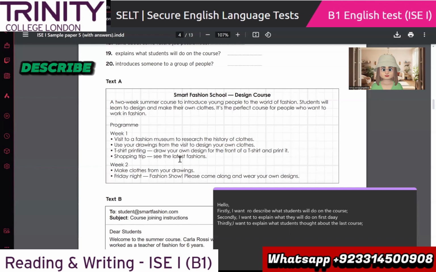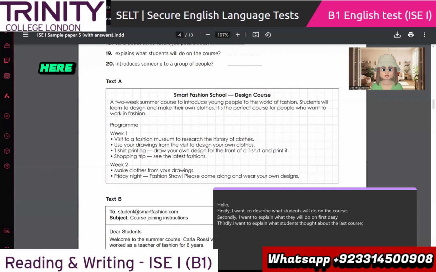First, I want to describe what students will do on the course. It is a 2 week program. In the first week, students visit a fashion museum and research the history of clothes, and also design their clothes, t-shirt, and shopping trips. In the other week they make clothes from their drawing. And on the last Friday night there is a fashion show, and people wear their own clothes which they made themselves.